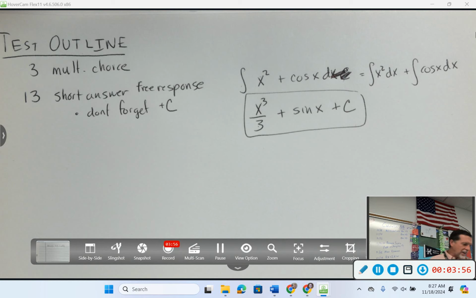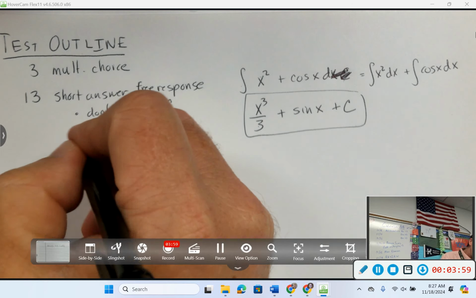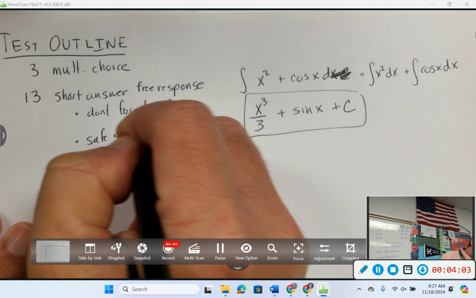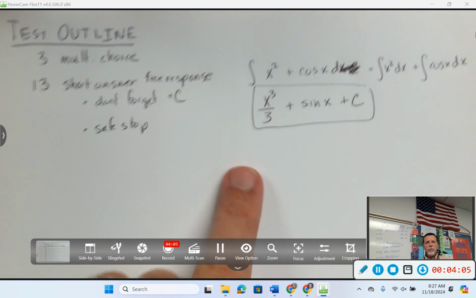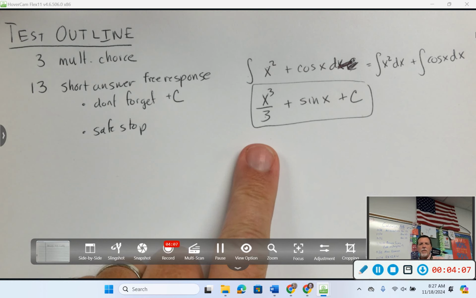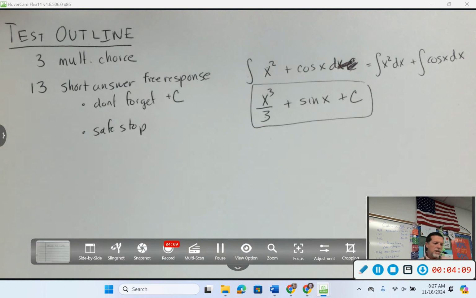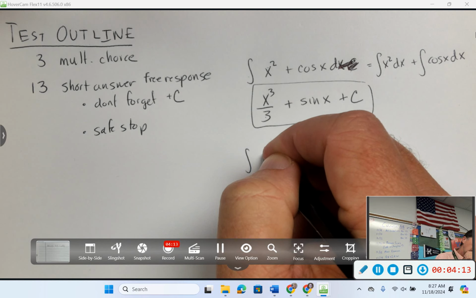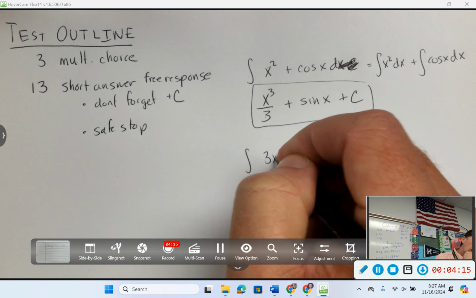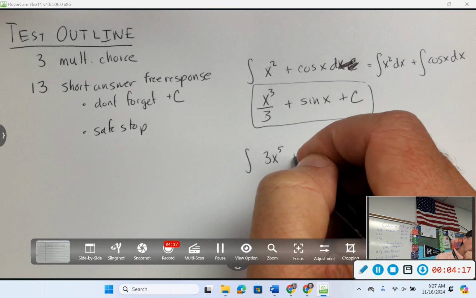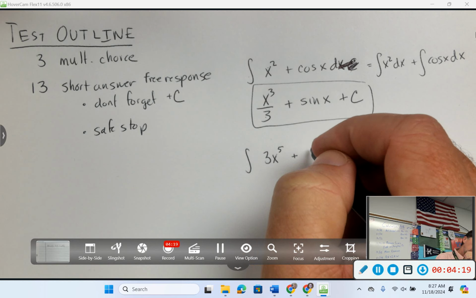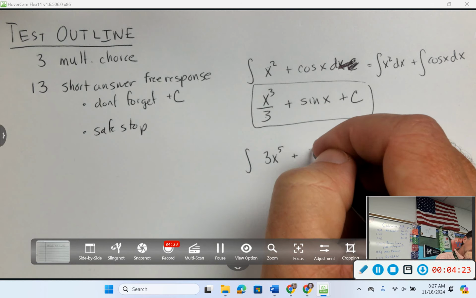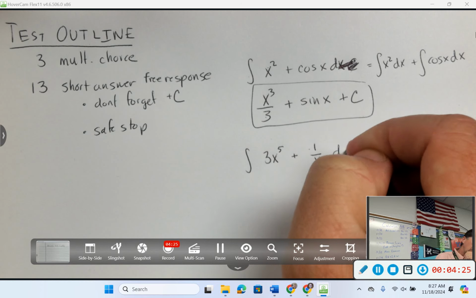Okay, so yes, let's keep going. Some safe stops there. This one didn't really need any safe stops. So what would be one that needed a safe stop? Try to think of one that would work. Here we go. Oh, let's do that one.